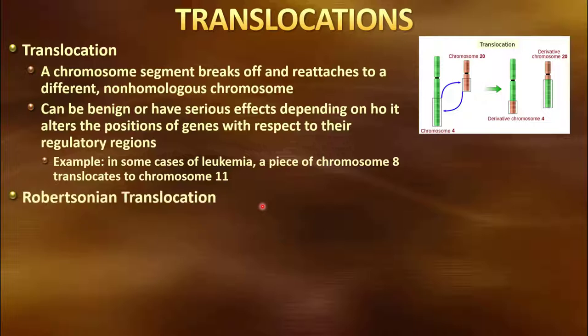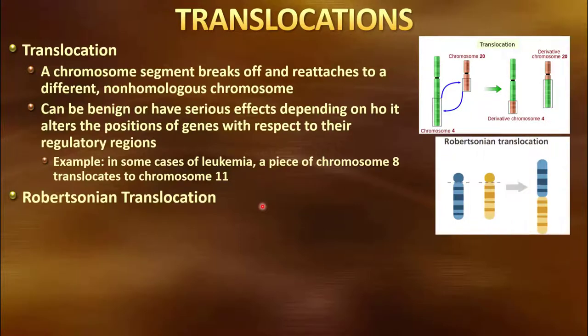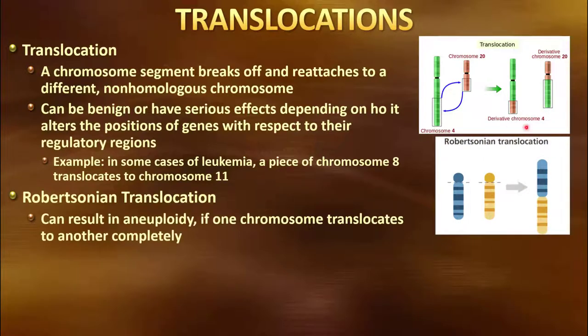We also have different types of translocations depending on where they occur. A Robertsonian translocation will essentially take a chromosome and attach it to the end of another chromosome. If this occurs, if one chromosome completely translocates to another, we just created aneuploidy because we just took two chromosomes and made one chromosome out of them.